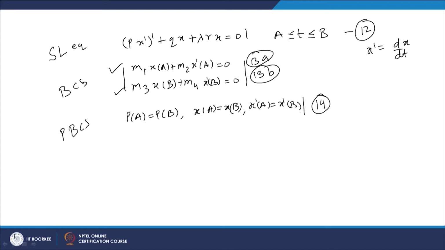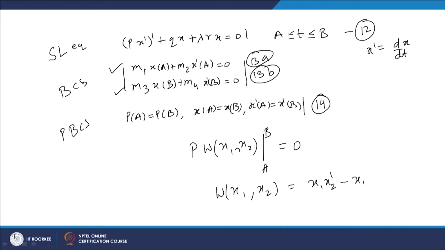With the help of these we have also shown that P W(x1, x2), evaluated between a and b, comes out to be 0. That is the content of the last two results. Here W(x1, x2) is the Wronskian of x1 and x2, where x1 and x2 are two linearly independent solutions of the SL equation, that is x1 x2' minus x1' x2. So we have shown that it satisfies this particular property.